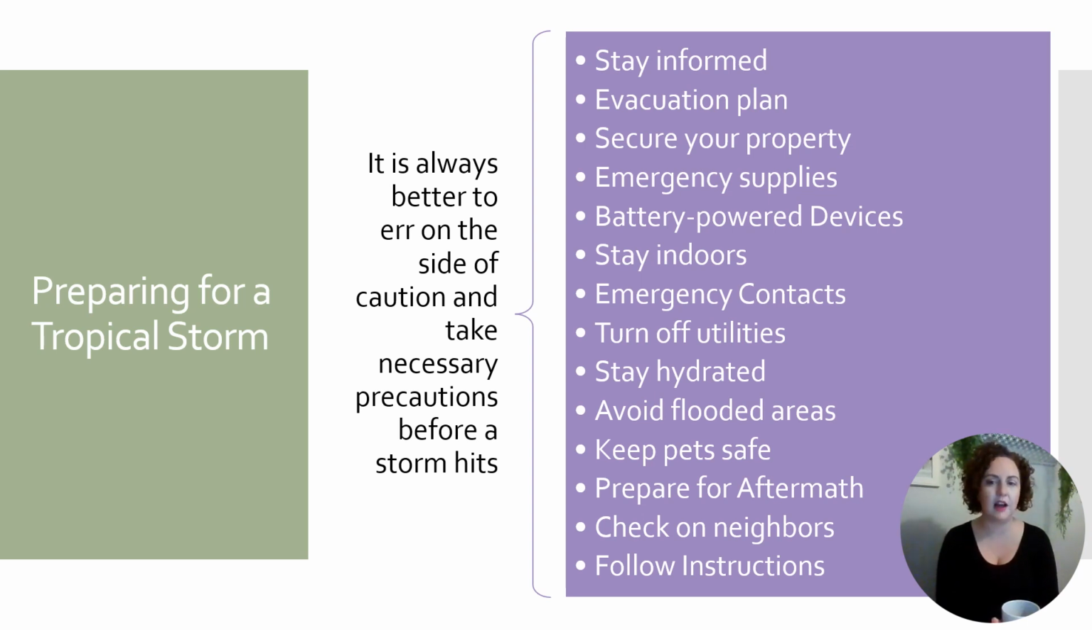Plus hurricane season happens during the warmer months too. Avoid flooded areas, keep your pets safe, prepare for aftermath. There's going to be some sort of destruction. Check on your neighbors, and then follow instructions. Following instructions is probably the most important thing, because when you're in the midst of it, you are going to be counting on the experts in getting you out and getting you out safely. So those are the 15 steps for preparing for a tropical storm.